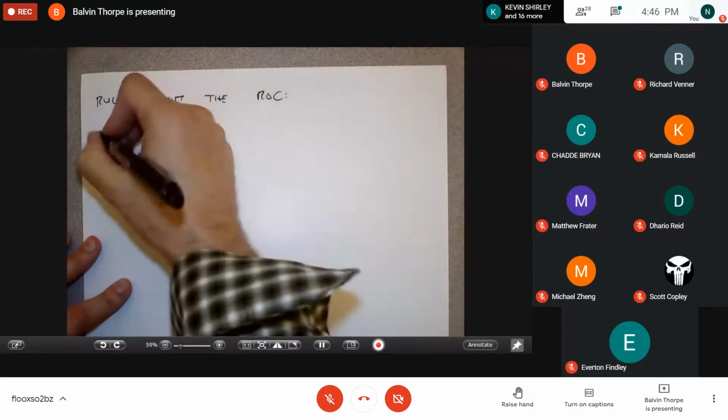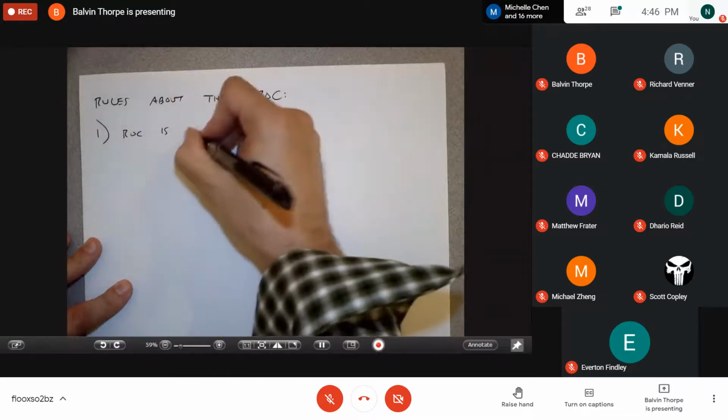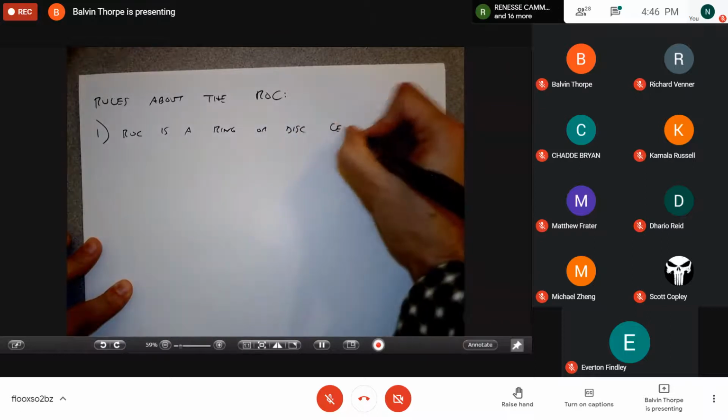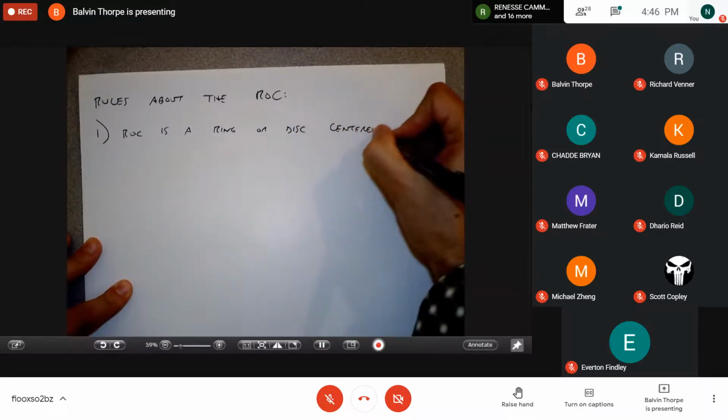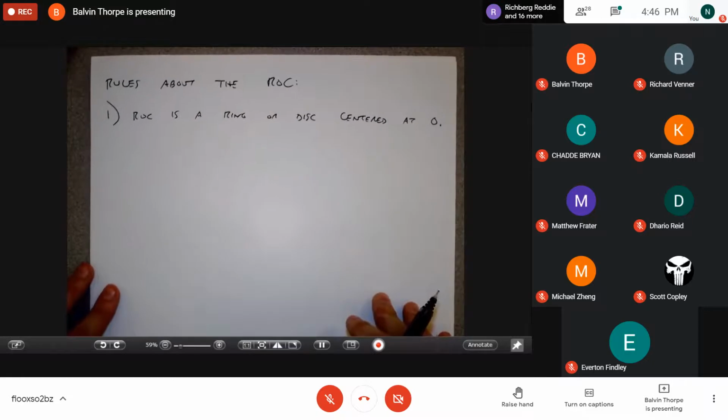So number one is that the ROC is a ring or disk centered at the origin. We kind of already showed why that was true, because it depends only on the radius of the complex variable, and so that means that it's got to be something that only looks like a circle or something.